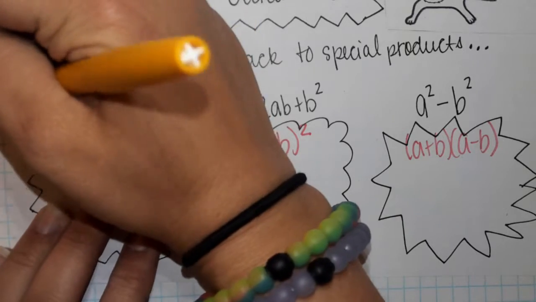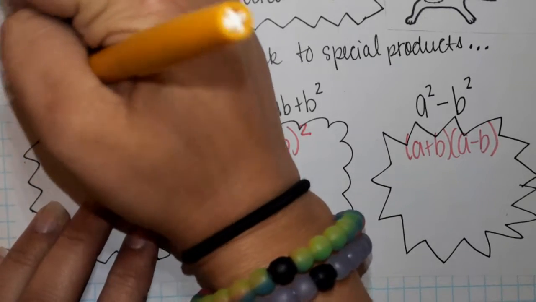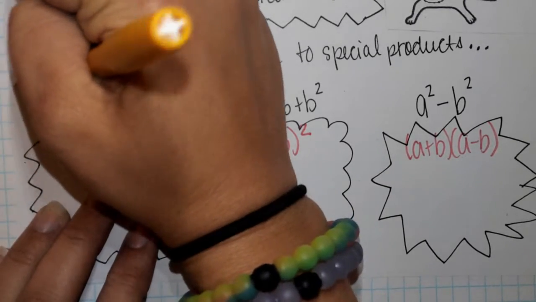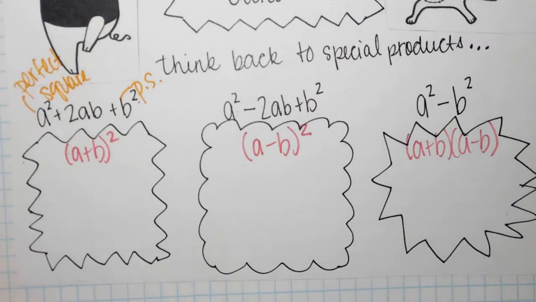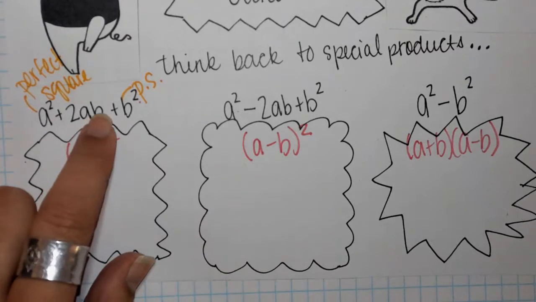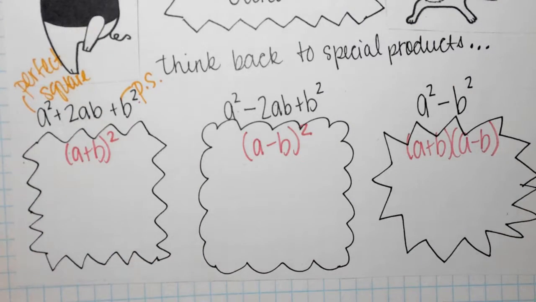So this guy has to be a perfect square, and this guy has to be a perfect square for you to be able to do this. Now the middle term is going to disappear because it's 2 times A times B. And that's what we did when we learned how to multiply these.